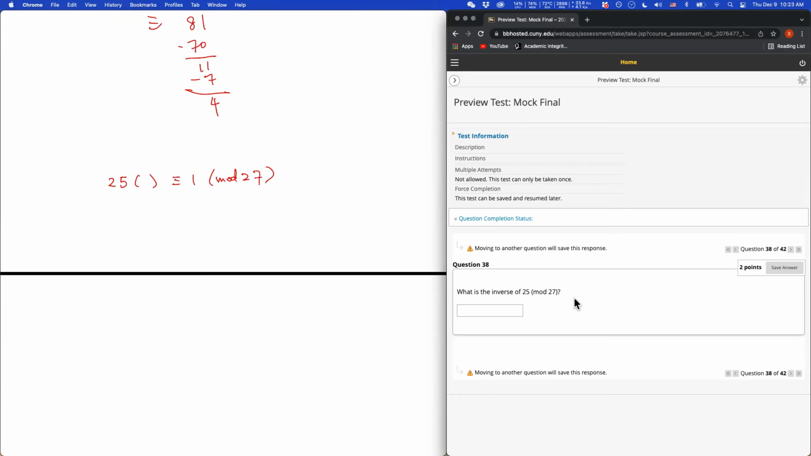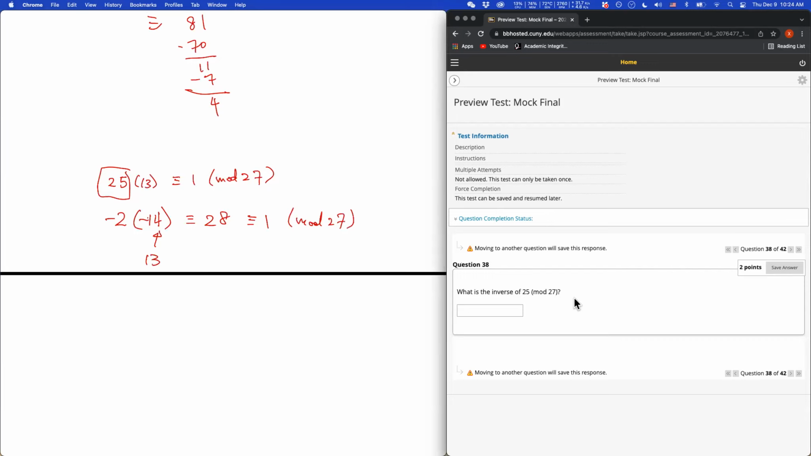Well, if you look at 25 mod 27, 25 can be reduced to negative 2. Now negative 2 times negative 14 will give you positive 28. And 28 is congruent to 1 mod 27. And the negative 14 here is congruent to 13 mod 27. So 25 times 13 is congruent to 1 mod 27.